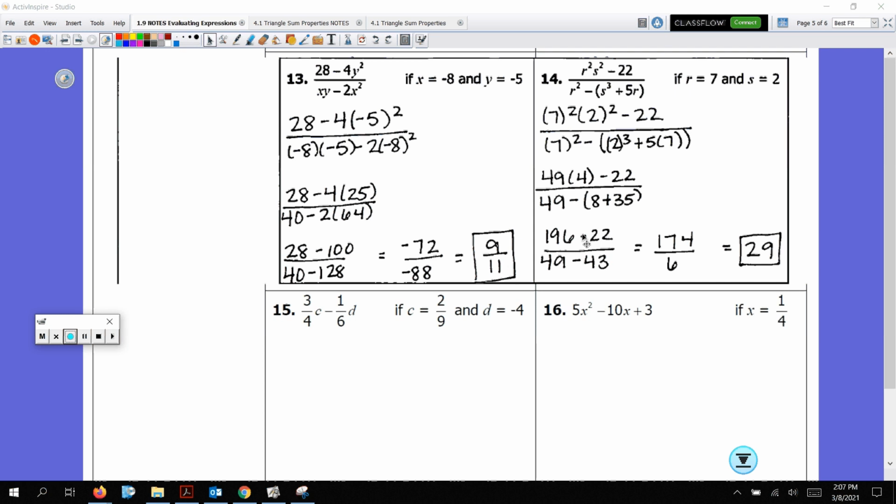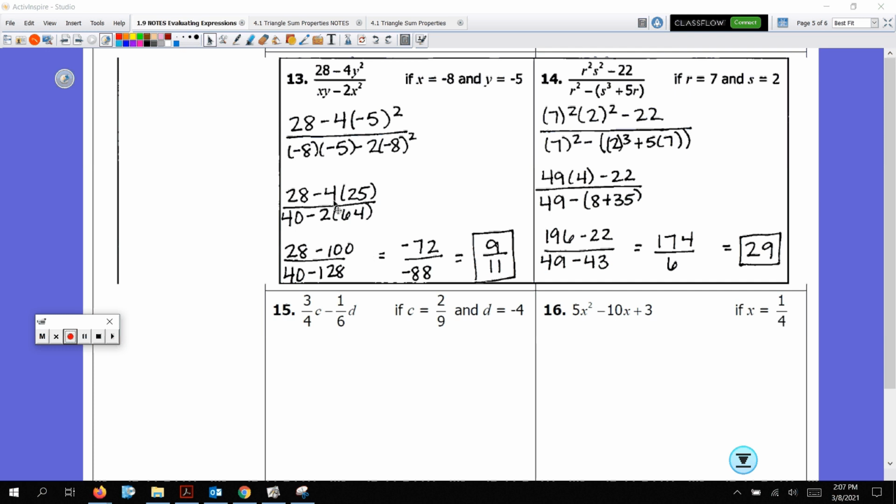Okay? I'm sure if you can follow along my steps, right? First, I plugged in the values, then I squared -5 and got 25. In the denominator, I went ahead and multiplied -8 times -5 and got 40. I squared -8 and got positive 64. So I ended up with 40 minus 2 times 64.